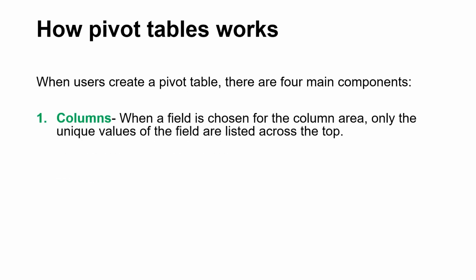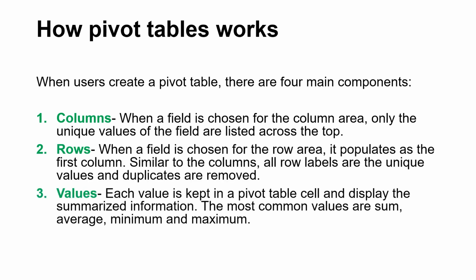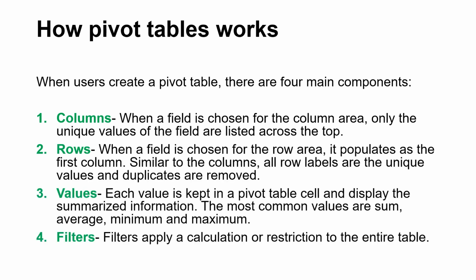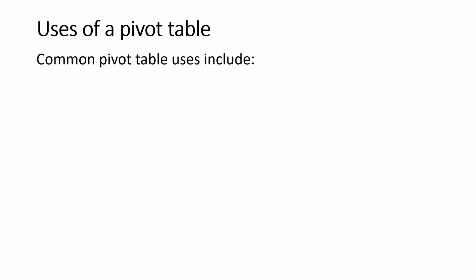Now, this pivot table has four components: columns, rows, values, and filters. Columns are horizontal values. These are unique values. Rows are vertical values, and these are also unique values. Values are the values of the cells of a matrix. Filters are restrictions over the matrix for different types of display and filtering.